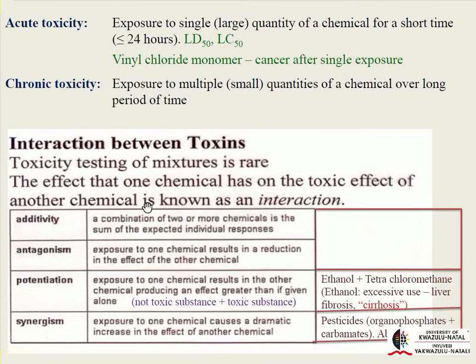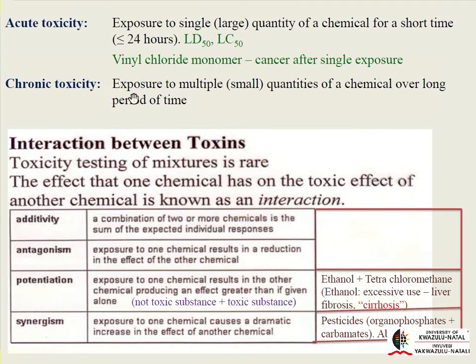So just a recap on some definitions. Acute and chronic toxicity. For acute toxicity, there are various definitions. Some consider acute toxicity to be over a period of up to 7 days, or even up to 14 days. Some authors consider it to be literally acute toxicity of less than 24 hours. A good example is VCM. You can actually get cancer even after a single exposure.